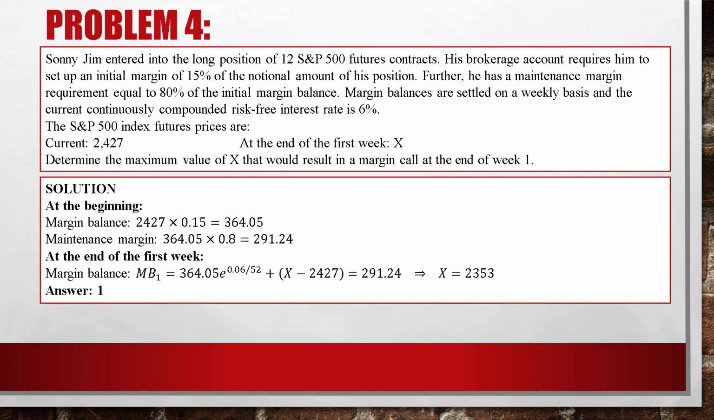And we have the difference between the price at the end of the first week and the initial price. And since we want to determine the value X that would result in the margin call at the end of the first week, we have to set MB1 equal to the maintenance margin, which is 291.24. So X here is 23.53. So the answer is 23.53.